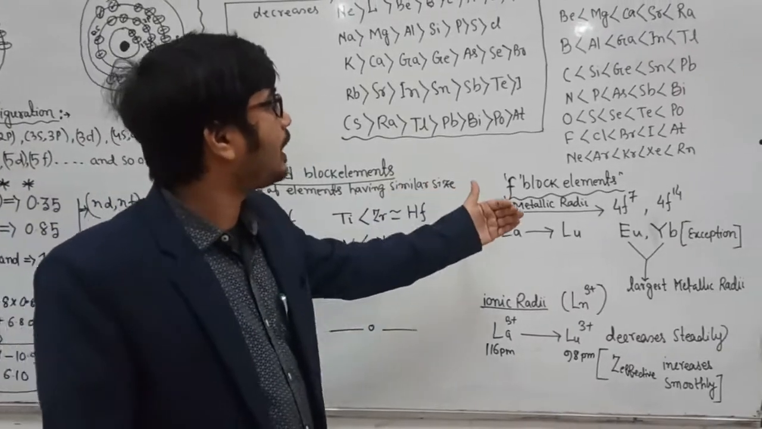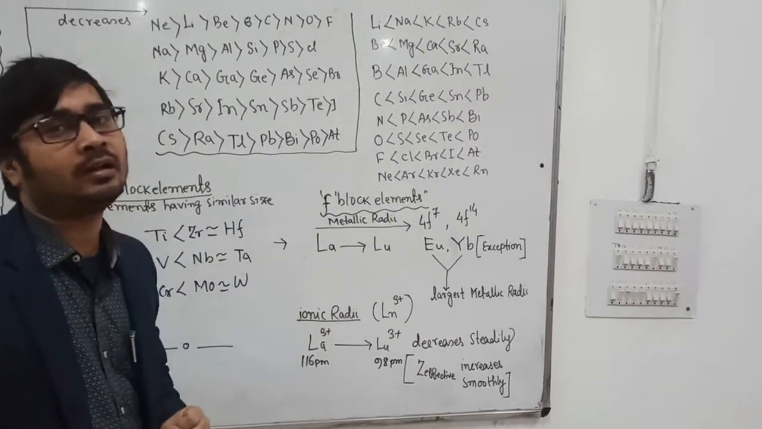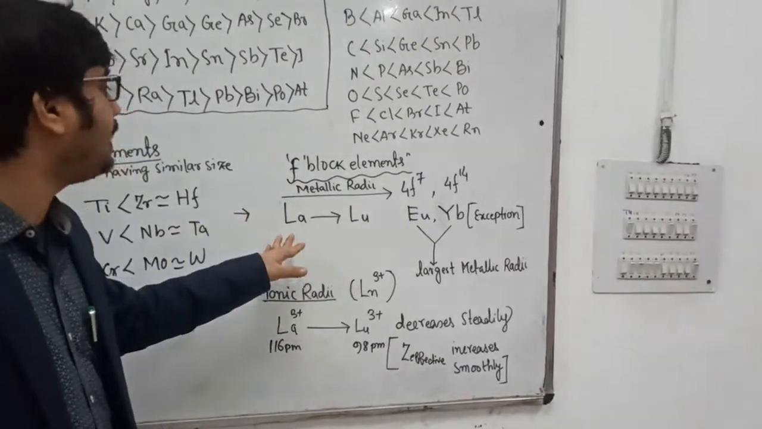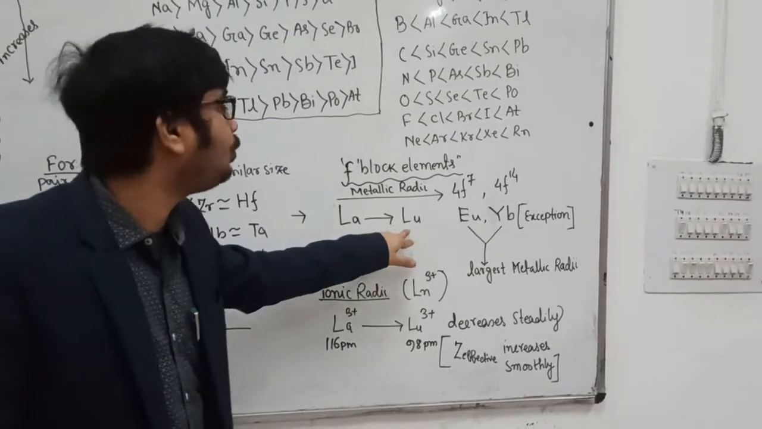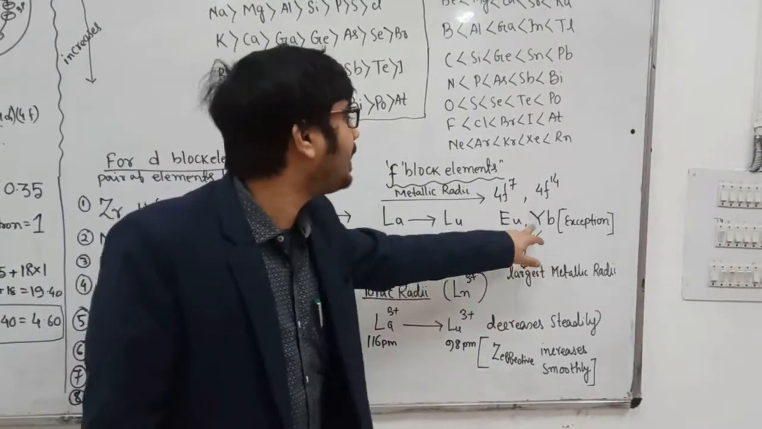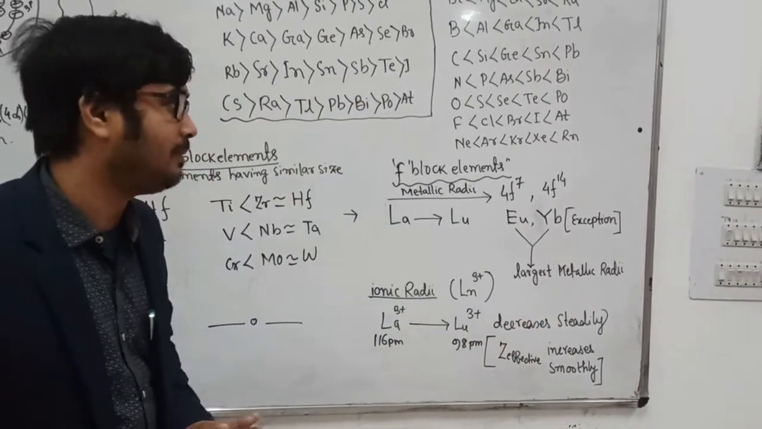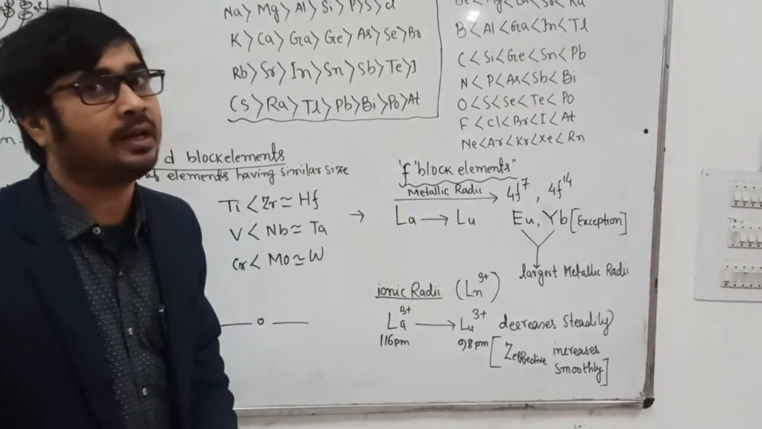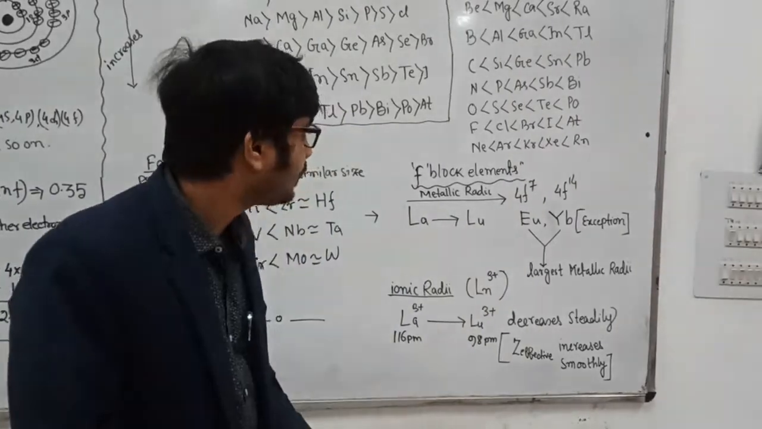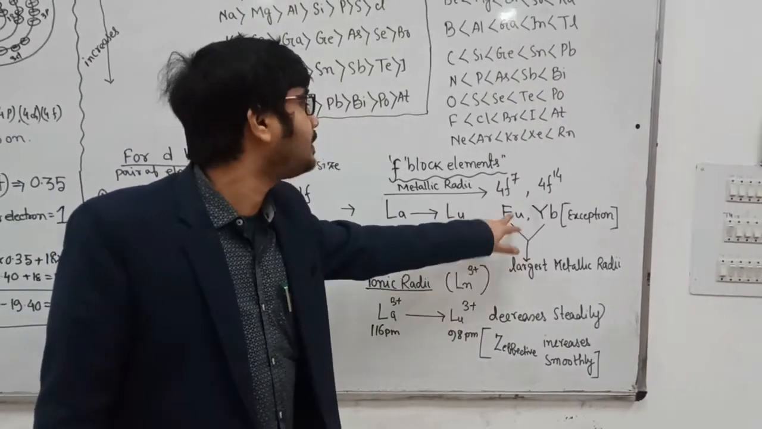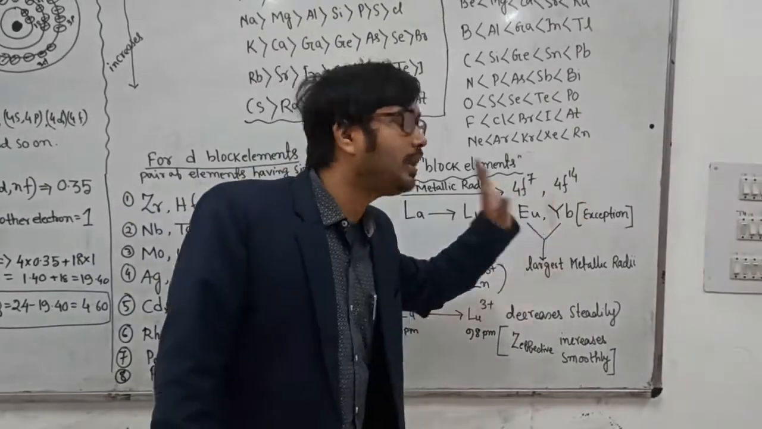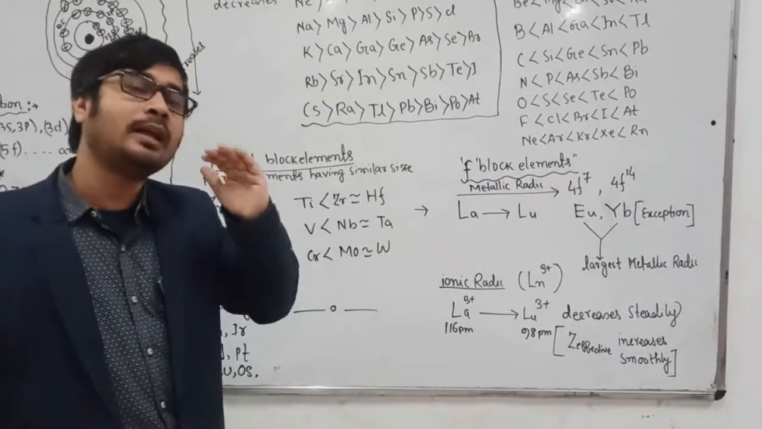Now come to the f block elements. What are the trends in atomic and ionic radii? Here we will say metallic radii. Metallic radii decrease from lanthanum to lutetium, but there are two exceptions. Europium and ytterbium have the largest metallic radii. Please remember, this concept came multiple times in CSIR NET as well as in GATE, so there is a probability that this type of question may come. And this is the reason: in europium the 4f7 and in ytterbium the 4f14 electronic configuration appears.